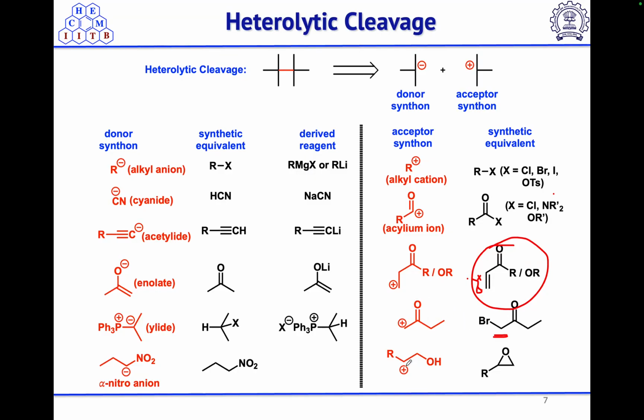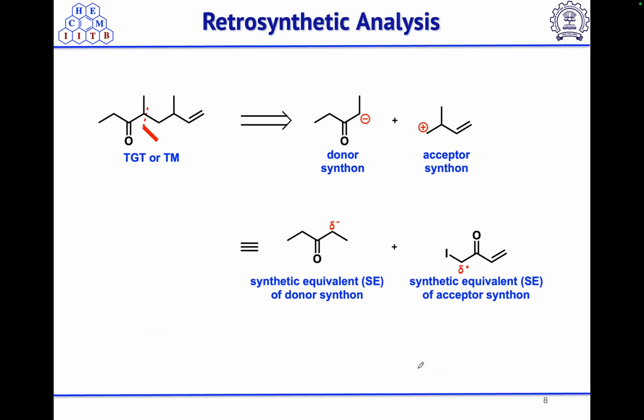And if you have a beta positive charge with respect to this OH, how can you generate it? You can generate it simply from an epoxide. By epoxide ring opening, this ring can open and you will get the positive charge here. So now you have an idea of how we can get the synthetic equivalents for both donor synthon and acceptor synthon, right? Now we'll go to our previous problem.